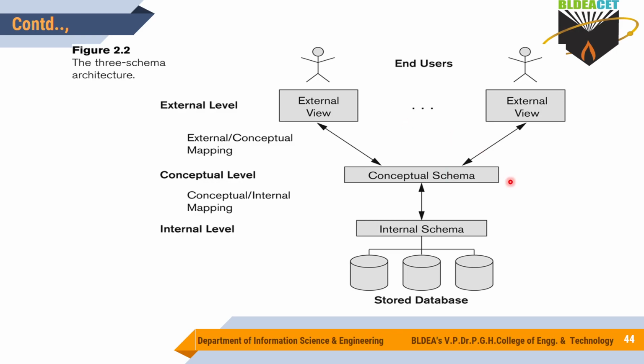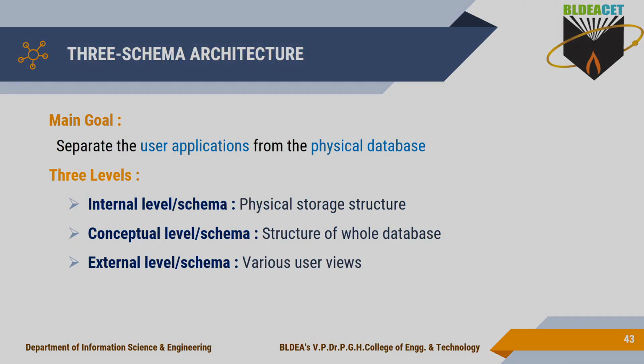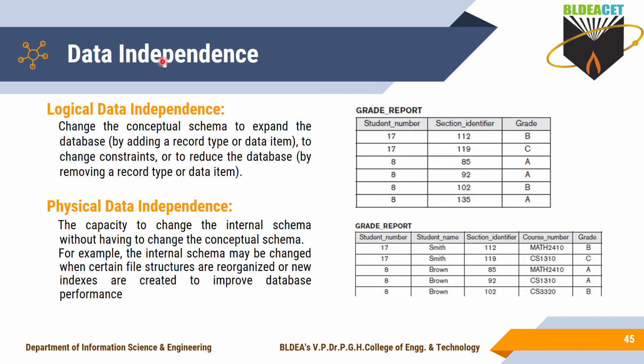So this procedure we call data independence. Independently, you can make any changes in each level without affecting the remaining levels. That is what we call data independence. Now, based on which level you make the changes, data independence is subcategorized as logical data independence and physical data independence.